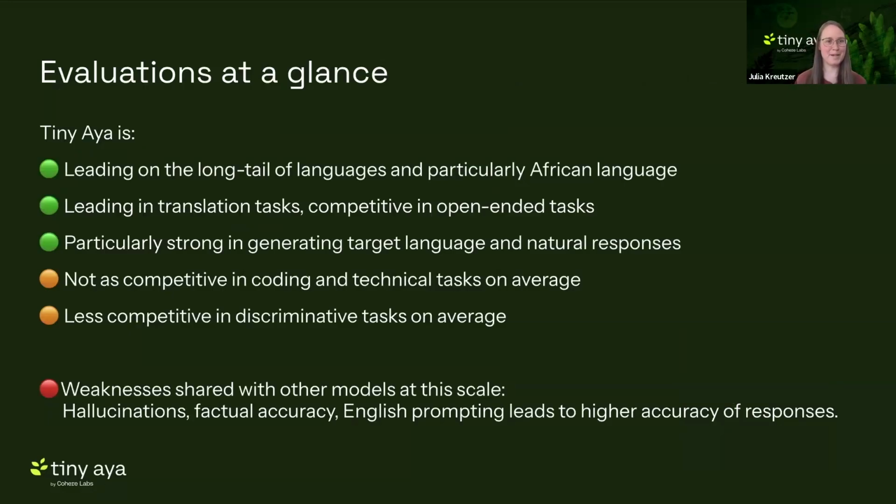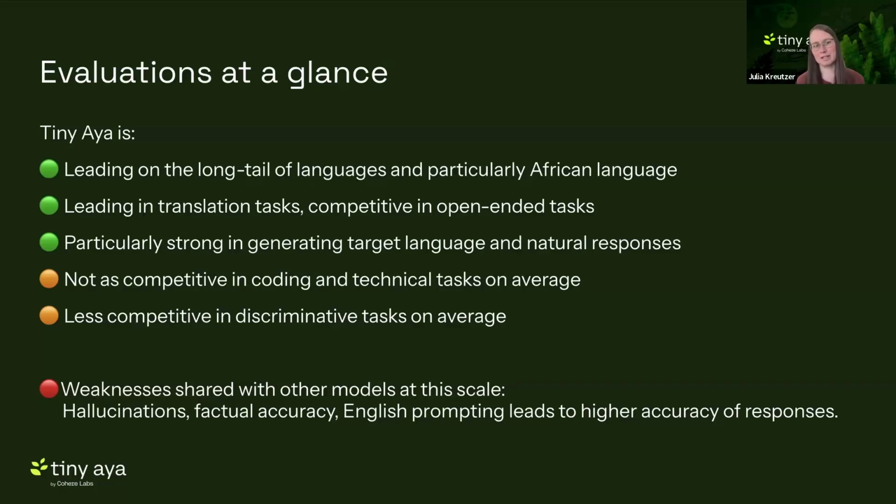Okay, quick wrap up. Tiny Aya is leading on the long tail of languages, particularly African languages. Again, there are still some disparities with English and with high resource languages, and we're not fixing the problem of lower resource NLP, but it is particularly leading in translation tasks and competitive in open-ended tasks. Pretty good at generating target language content and natural responses. Not as competitive in coding and technical tasks as average, but that's a result of what we focused on in our data mix.